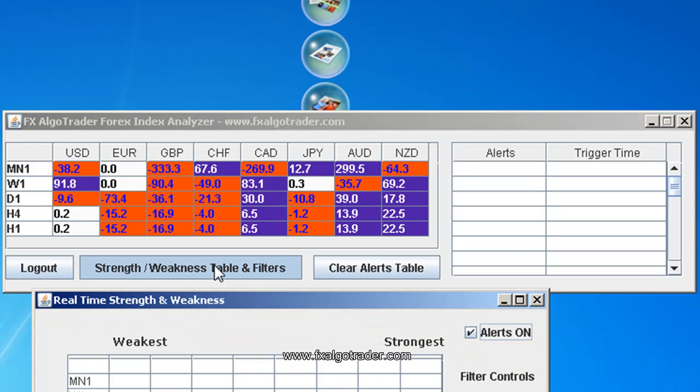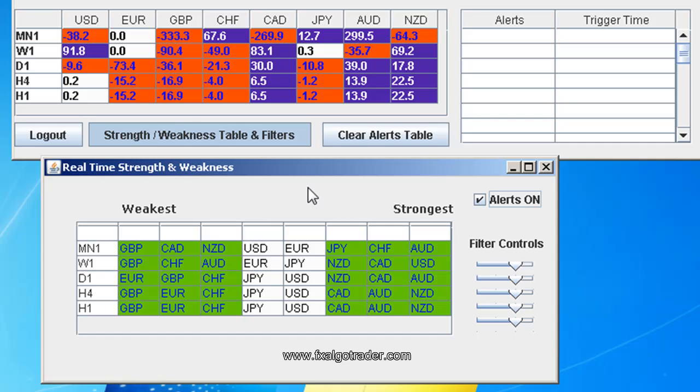So if we look at the strength and weakness table, what this does is it ranks the index data into strongest and weakest currencies over each time frame. And then once we've sorted our currency data in terms of strength and weakness, we can start to apply profiles or filters, and this is where this filter control system comes in. So we will be looking typically to tune this to represent how we trade.